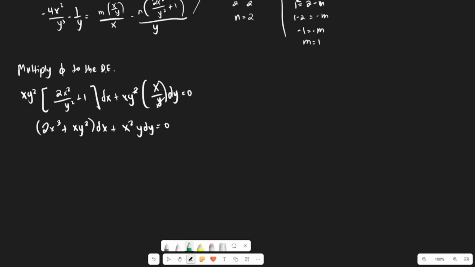Now this is our new differential equation. So this is the new dE, or this is basically the one that is multiplied by phi. So now, the next step would be to check for exactness.